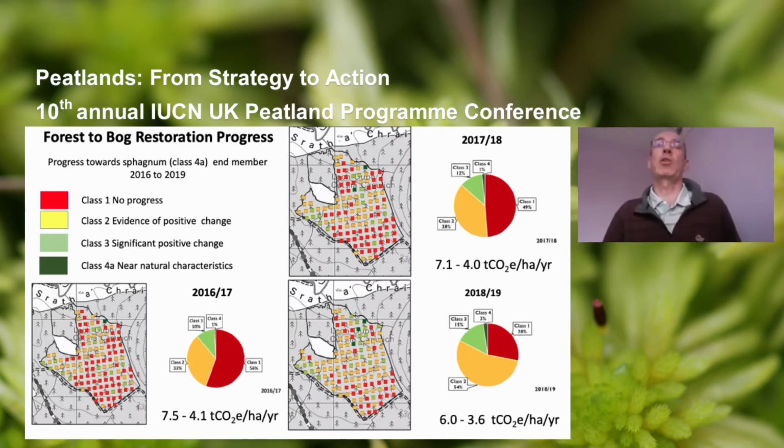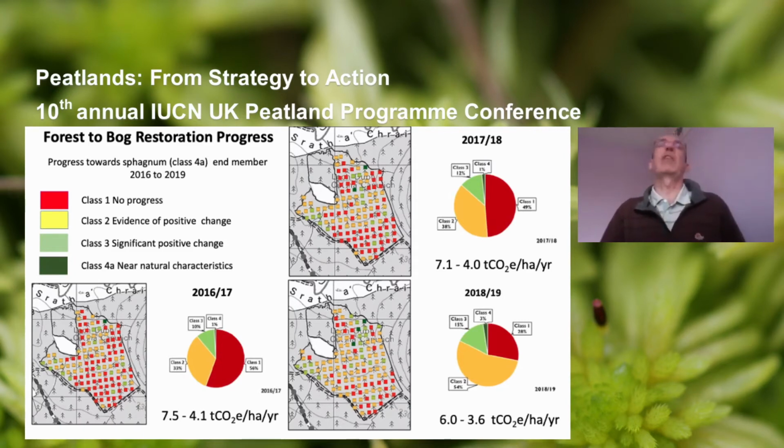And that corresponds, if we use our range of emission factors, to probably a net reduction in emissions of between 0.5 to 1.5 tonnes per hectare over that period using those particular emission factors.